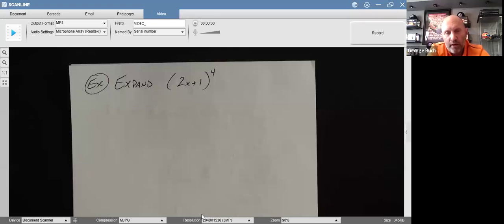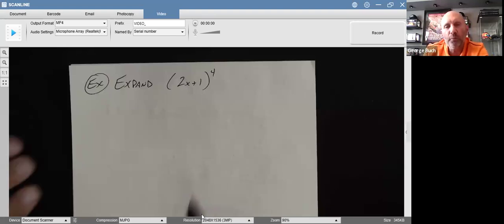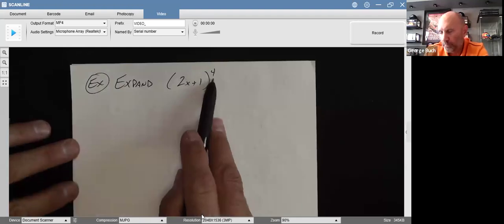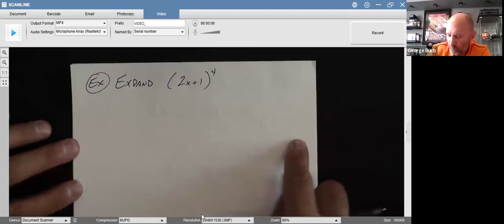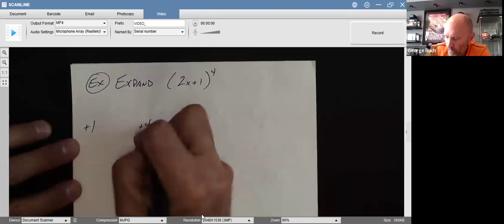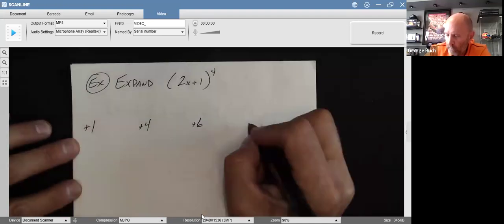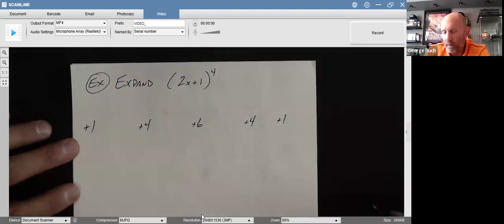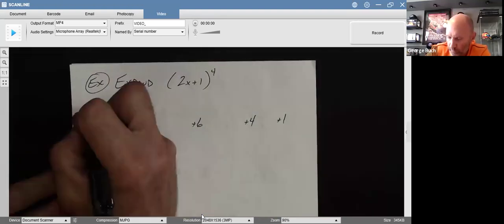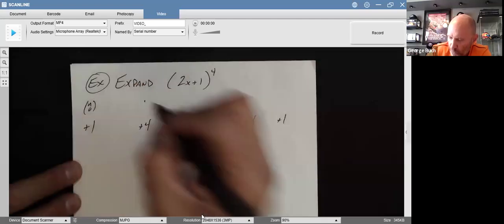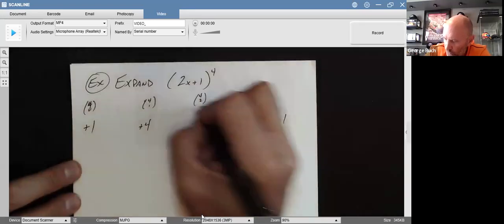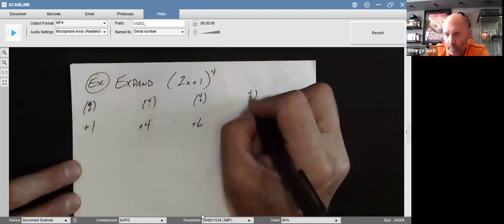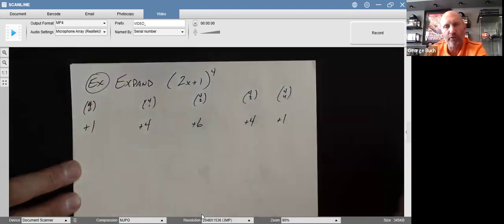But if I use Pascal's triangle, I'll show you how to do that here. When it's to the 4th power, that means we have what? We have 5 terms. So if I look at my Pascal's triangle, the row that has 5 terms is 1, 4, 6, 4, and 1. So these are all the binomial coefficients. N choose 0, well, in this case, 4 choose 0, 4 choose 1, 4 choose 2, 4 choose 3, 4 choose 4. I'm just not calculating those because I can get them from Pascal's triangle.